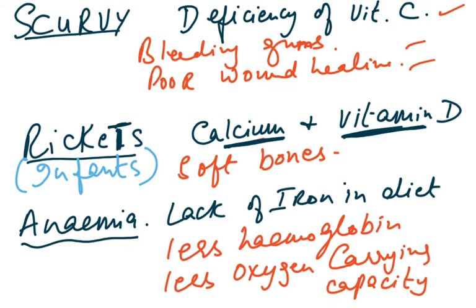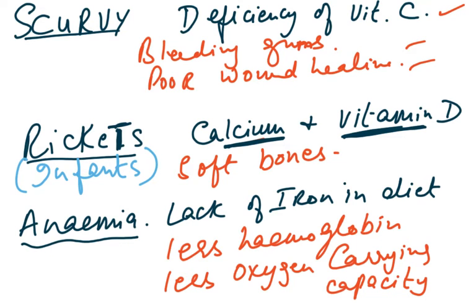And anemia, the last disease, is lack of iron in your diet. So if you are not eating enough meat, which gives you a lot of iron, or liver, which gives you a lot of iron, the person will have less hemoglobin, because iron is needed to make the hemoglobin molecule. So less hemoglobin means less oxygen carrying capacity, which results in the person feeling tired.